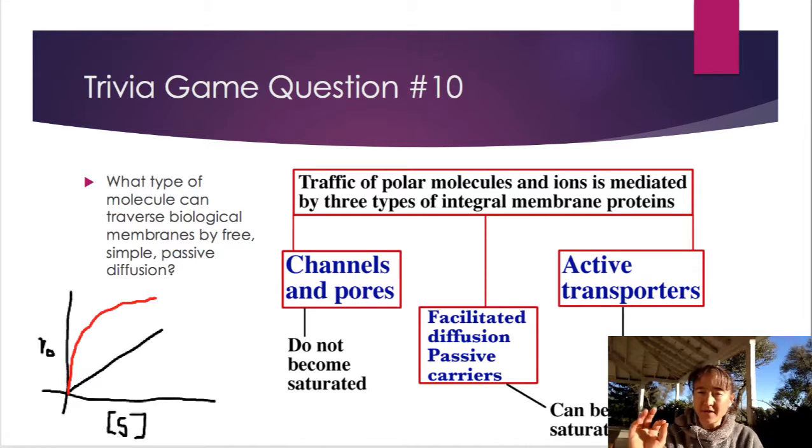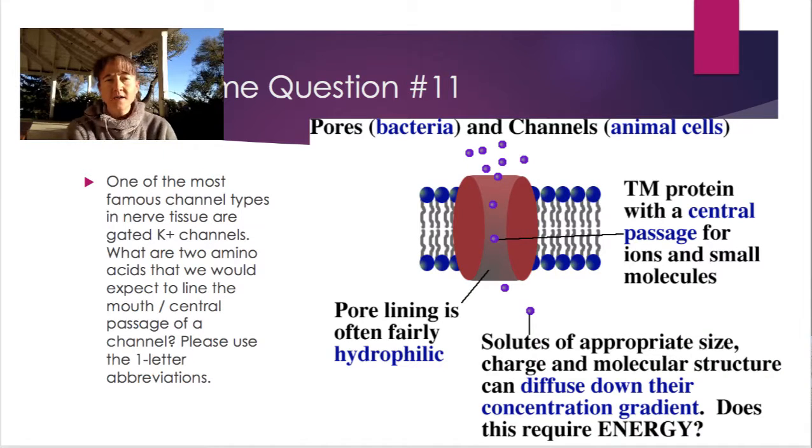But I just want to make note that the third type of transporter is one that does require energy. So channels and pores, facilitated diffusion carriers, these are all passive. Active transporters require some sort of energy input. Now, when we're differentiating between bacteria and animal cells, the pores are the term we use for the non-saturable transporters, whereas in animal cells we tend to call them channels.